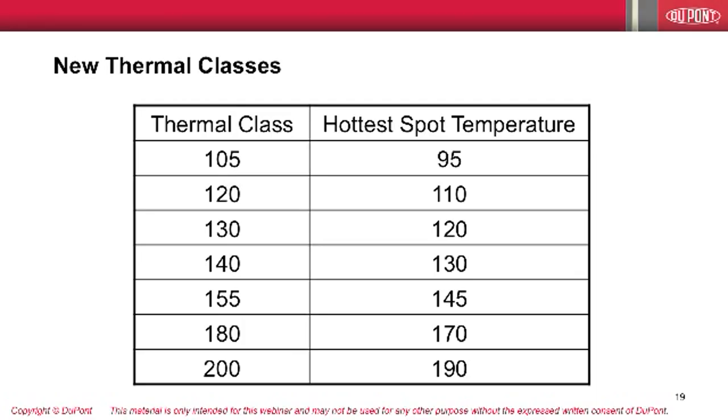The new thermal classes are defined in order to structure the development of these new insulation systems in an orderly fashion. The concept is very similar to that of dry-type transformers and motors, which have functioned very well for many decades of use and development. As you can see by this table, the relationship of the hottest spot temperature to the maximum system temperature is also defined as 10 degrees less than the thermal class temperature.